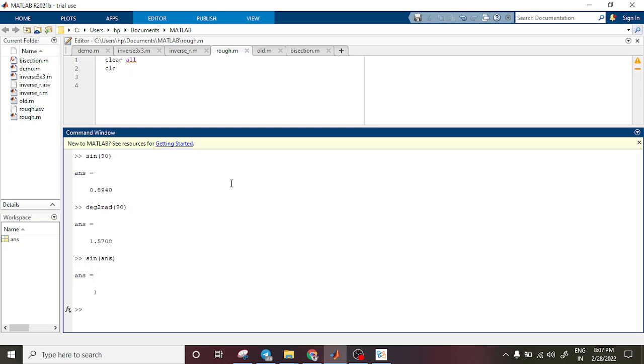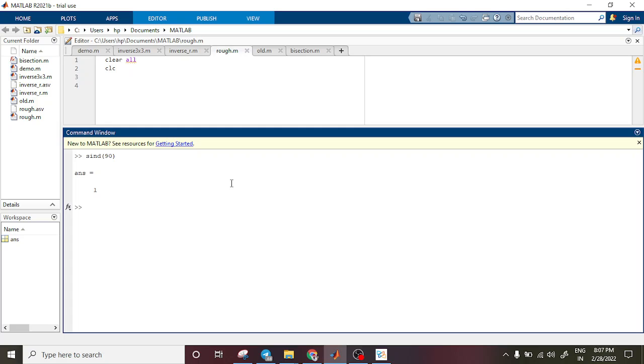What is the simple way to find this? First, to find sine of 90 degrees, write sind, then write 90. Now, d already represents degrees, so you don't have to do anything else. Just write sind and you will get the answer.